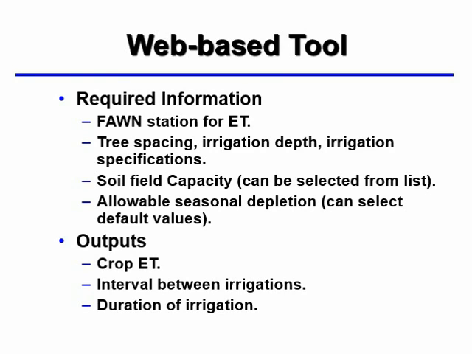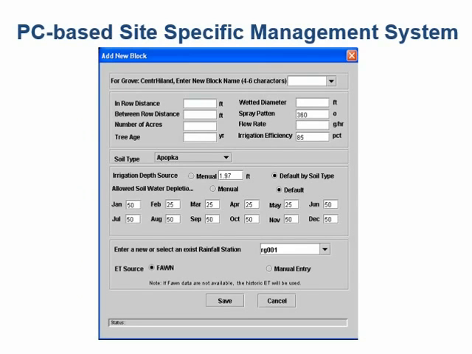You select a soil field capacity there, and then the allowable depletions that we talked about earlier are default. We have those built in. You can't really change them, but they're using the current IFAS recommendation. If we come up with new recommendations for greening, those will change. The outputs, you get the crop ET, you get the interval between irrigations, number of days between irrigations, and then you get how many hours and minutes you need to run your system.